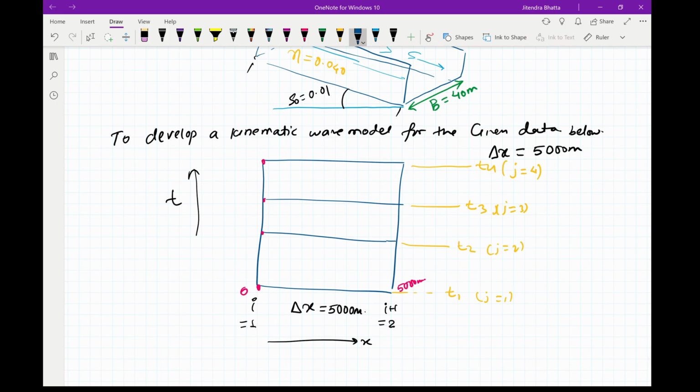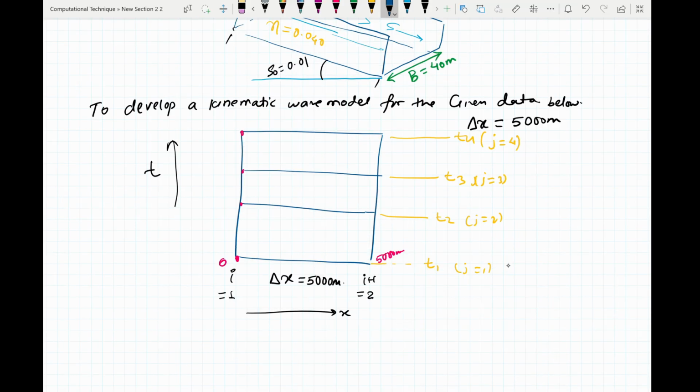So your time can be, let's say, this is at 8 AM. So after 1 hour, your delta t is given as 1 hour. So this will be at 9 a.m., at 10 a.m. and at 11 a.m. So your delta t equals 1 hour.